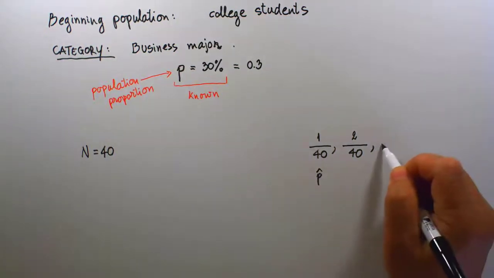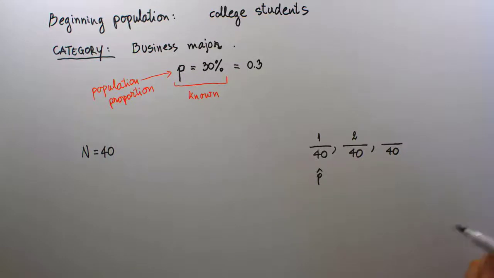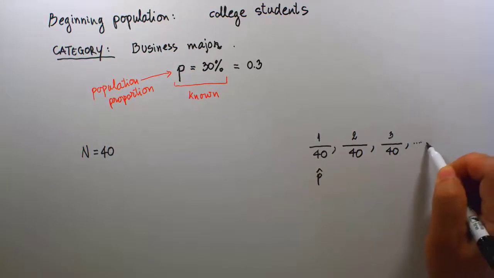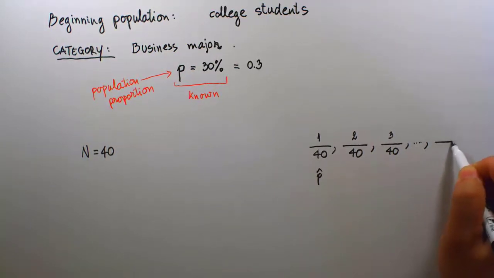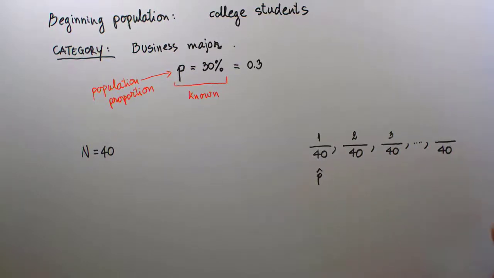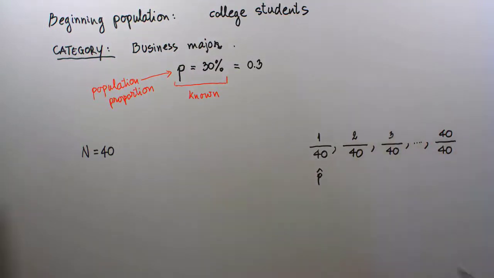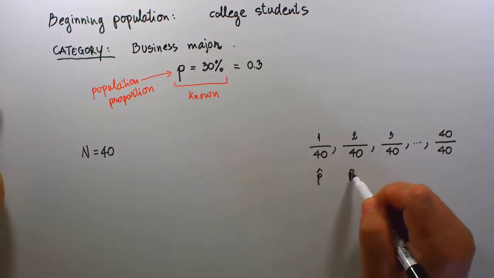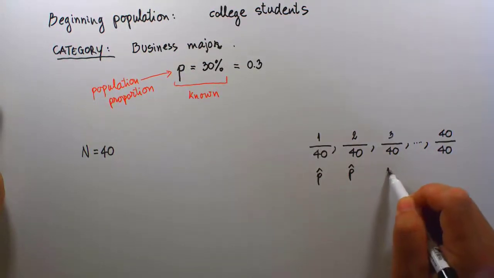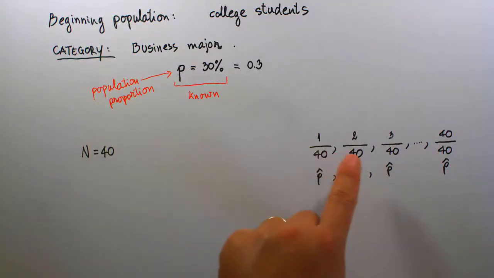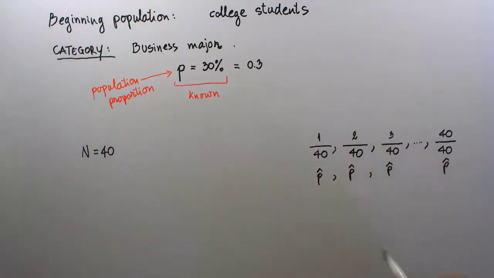And then in some other sample, out of 40 college students, we might find 3 of them, and so on. And maybe in some samples we are so lucky that among 40 college students, we find all of them, 40 out of 40, are business majors. So these are all the different sample proportion values that we have seen throughout our discussion on the sampling distribution of the proportion. These are all sample p hat values. Any of these is a particular value of a sample proportion.